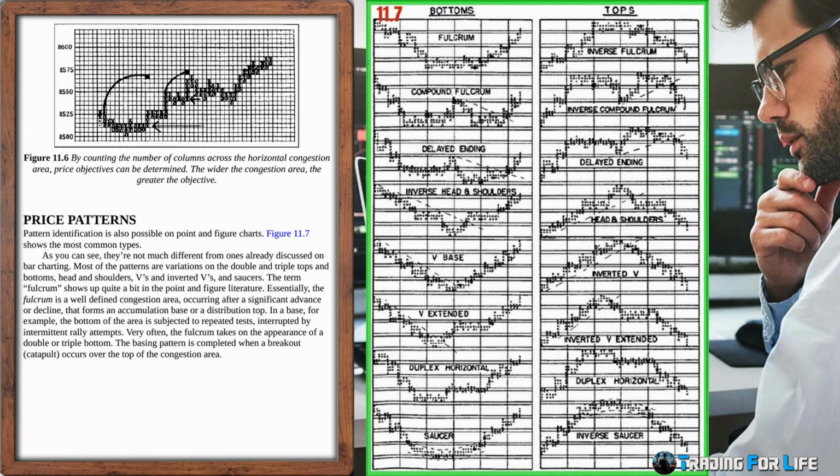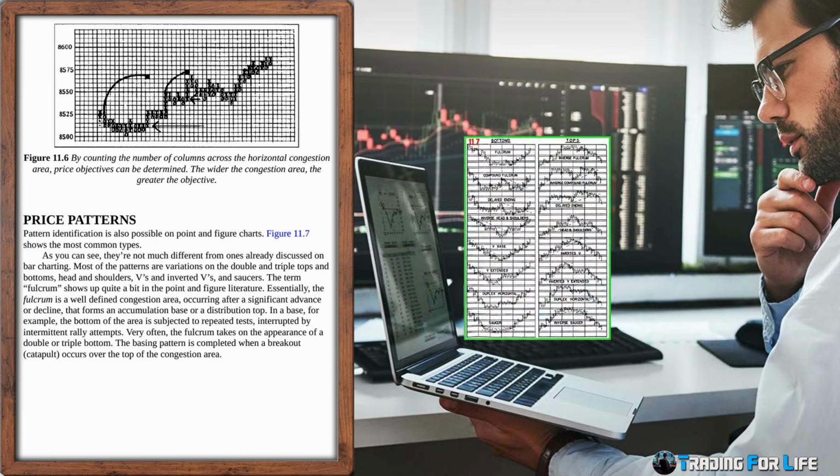The term fulcrum shows up quite a bit in the point and figure literature. Essentially, the fulcrum is a well-defined congestion area occurring after a significant advance or decline that forms an accumulation base or a distribution top. In a base, for example, the bottom of the area is subjected to repeated tests, interrupted by intermittent rally attempts. Very often, the fulcrum takes on the appearance of a double or triple bottom.